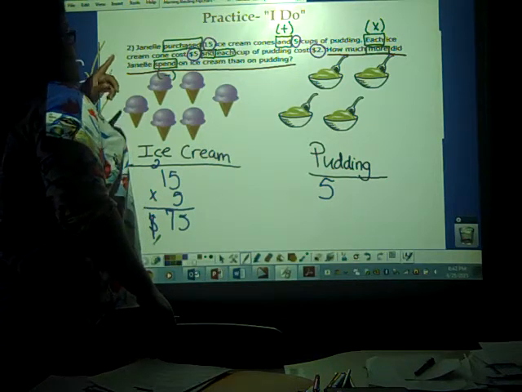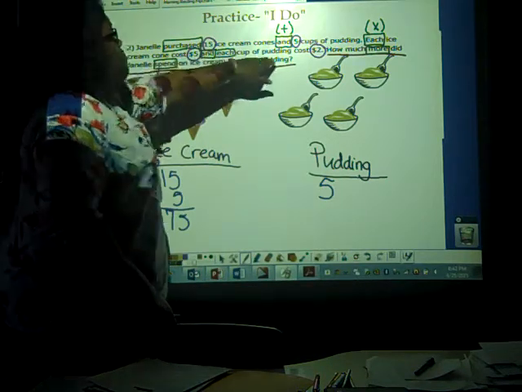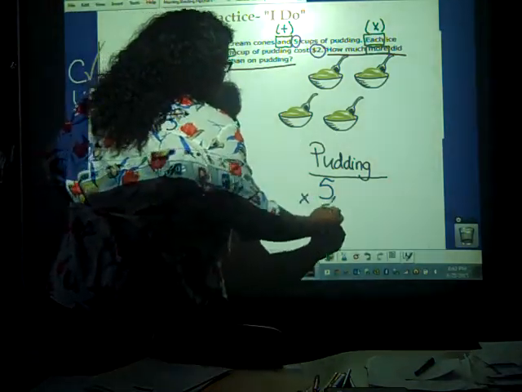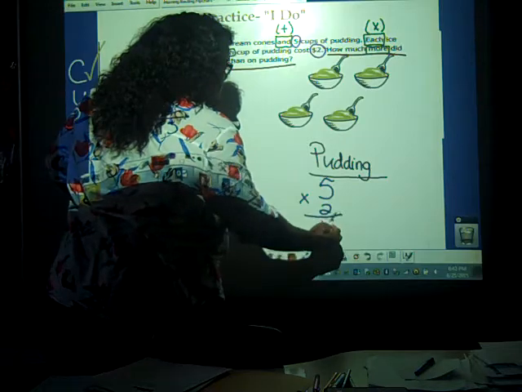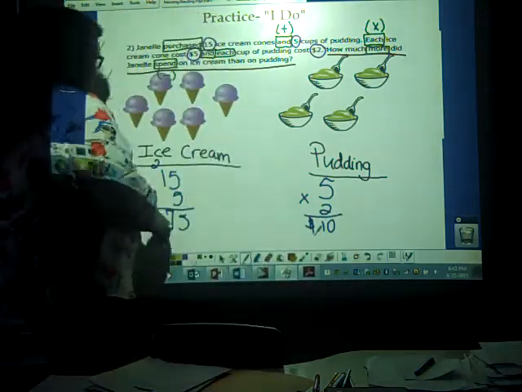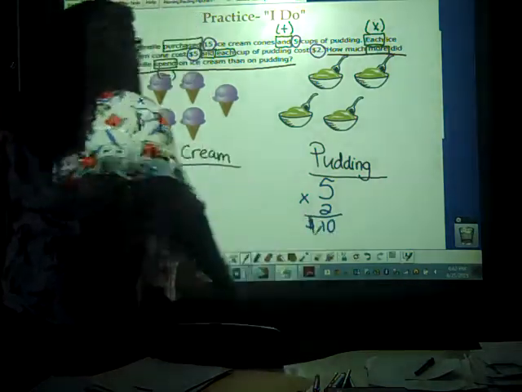And 5 cups of pudding. Okay. And each cup of pudding costs $2. Alright, so 5 times 2. You guys should know that. 10. So that's $75, and then that's $10.